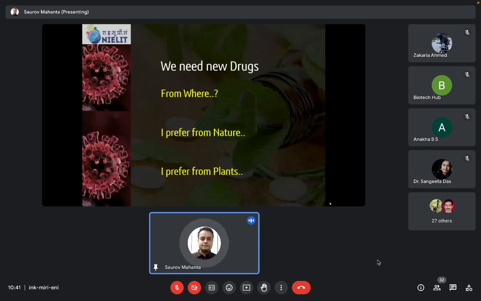Definitely, nature is the first choice, right? Natural compounds. Abundance is there in the plants, in many bacterial species, many fungi species. Many medicinal plants and medicinal compounds are available. So how to select those medicinal compounds which are essential for treating a particular disease?